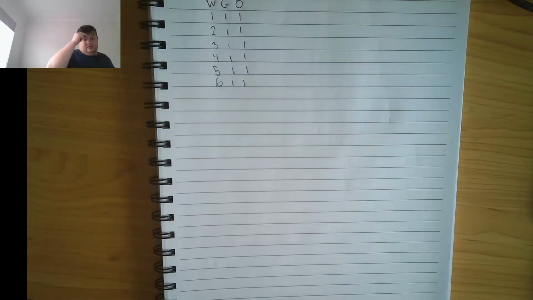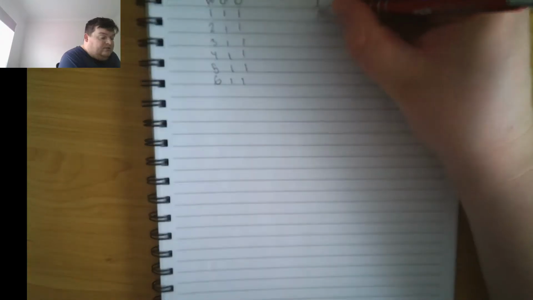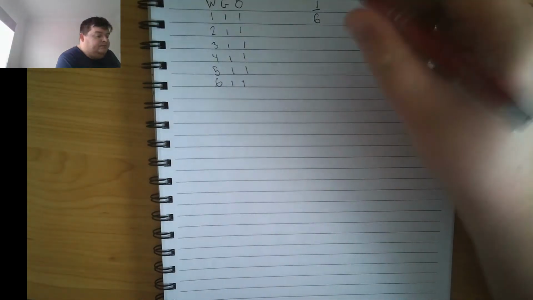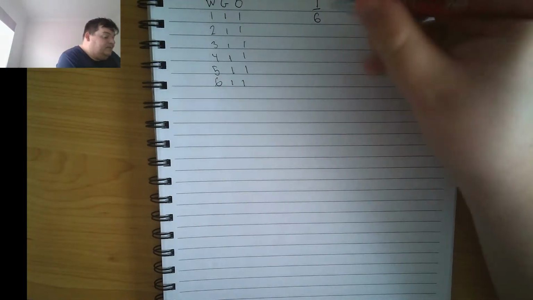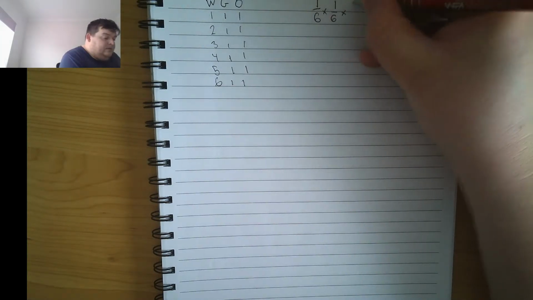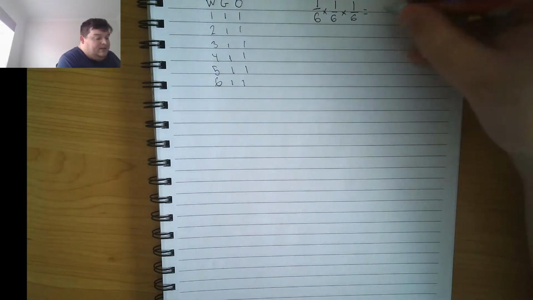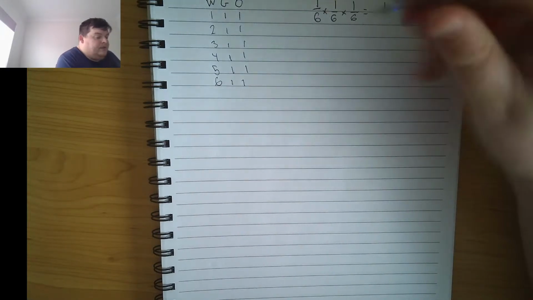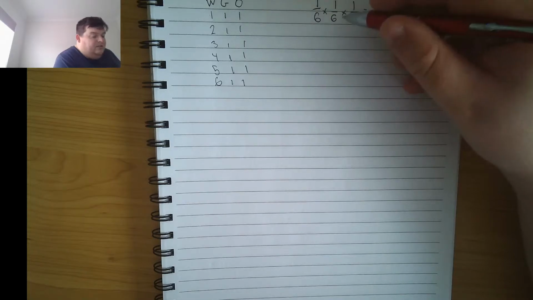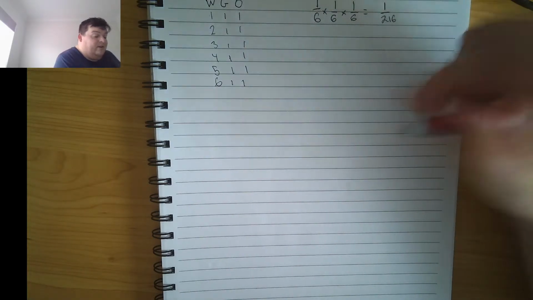how huge this is. But what we can see is that the white dice has a 1 in 6 chance of rolling a particular number. Same with the green dice. Same with the orange dice. So rather than writing out this sample space, I can multiply all these top ones and get 1 over all these bottom ones. So 6 times 6 is 36 times 6 again is 216, if I've done that right.